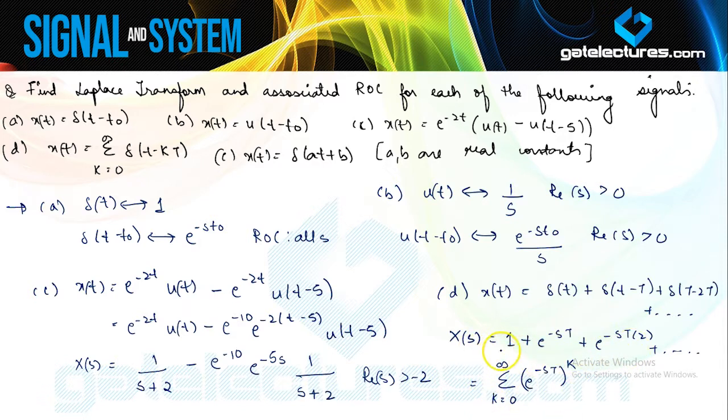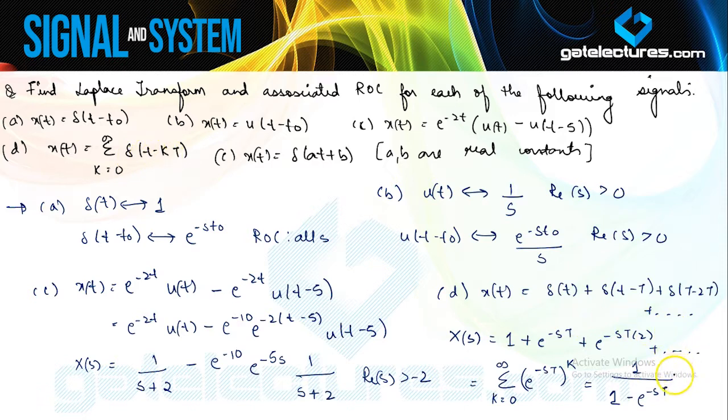From here also you can see, this is a GP, right? To obtain every next term, you are multiplying with e to the power minus st. On multiplication with e to the power minus st, you are getting the next term. And this is a GP of infinite terms, so I can just use the formula for sum of infinite GP. First term is 1 upon 1 minus the common ratio, which is e to the power minus st. So this is going to be my Laplace for this one.